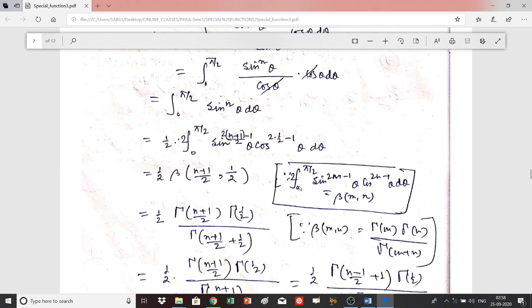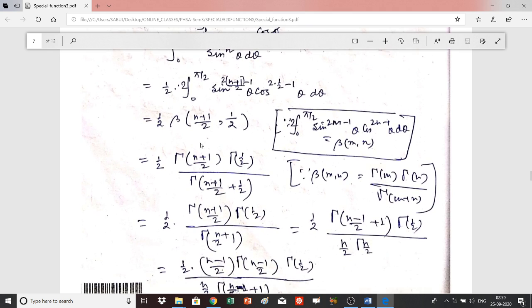You know that the integral from 0 to pi by 2 of sine to the power 2m minus 1 theta cos to the power 2n minus 1 theta d theta is equal to half beta(m, n). So in this case, m is equal to n plus 1 by 2, and n is equal to half. So that is written here. And you also know that the beta function can be converted: beta(m, n) is equal to gamma m gamma n by gamma (m plus n).